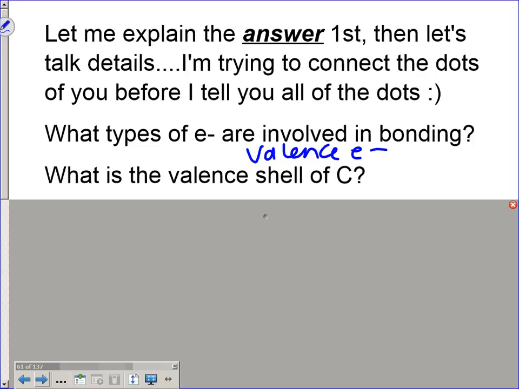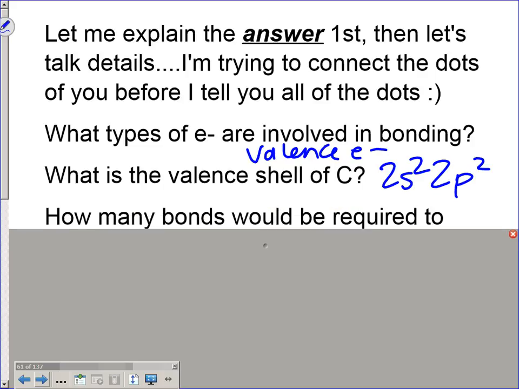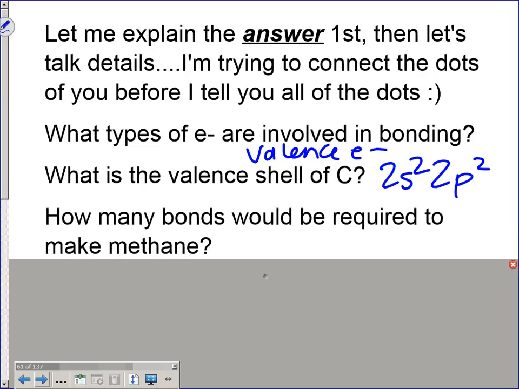So let's talk about carbon specifically. I did an example with chlorine, but let's talk about carbon. What's the valence shell of carbon? Give me the electron configuration. 2s2, 2p2. Okay, so we have s orbital and p orbitals present in the valence shell. How many bonds would you need to make methane? What's the formula of methane? CH4. So draw methane out.